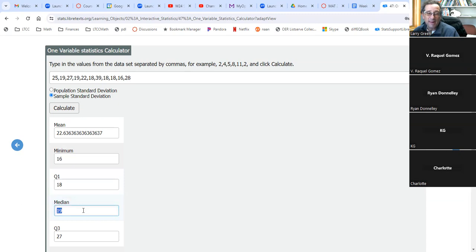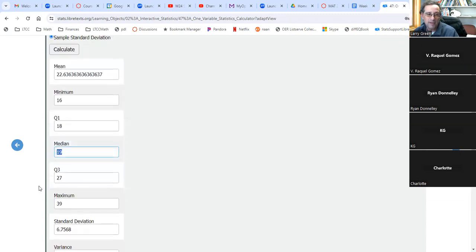Okay, the median is 19. So that's kind of that halfway, right in the middle, is the 19-year-old. Does that make sense to everyone? Q3 is 27. So that means 75% are at or below 27 years old, or about the top 25% are older than 27 years old. Any questions on that idea? The maximum is 39. So the oldest person is 39 years old. The standard deviation is about 6.8. Is that big, by the way?